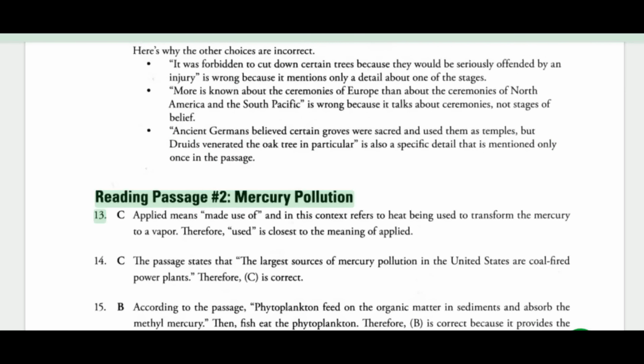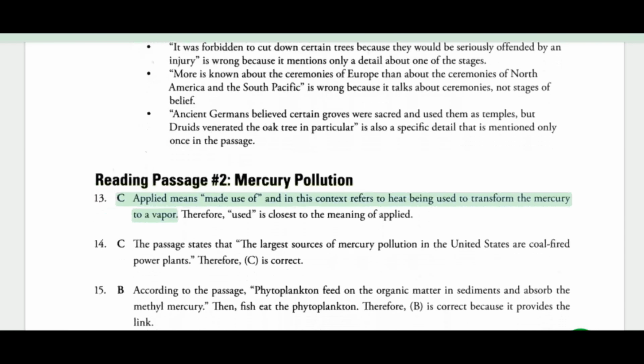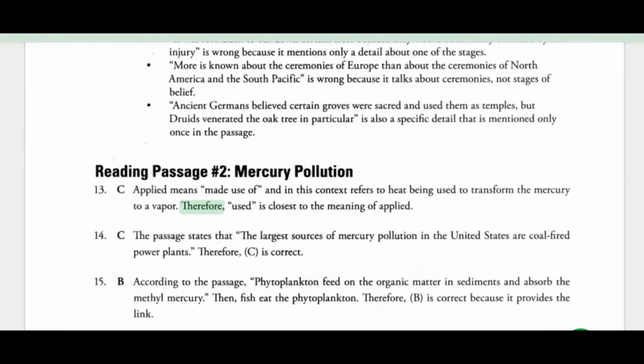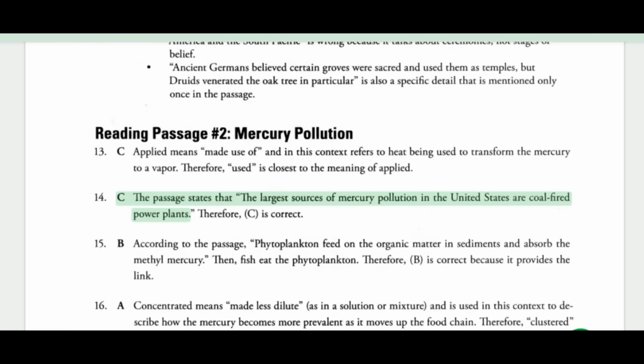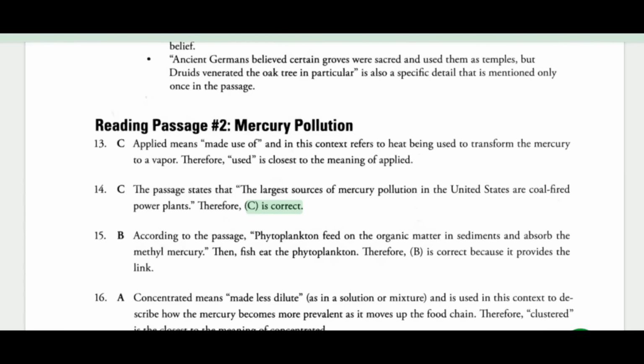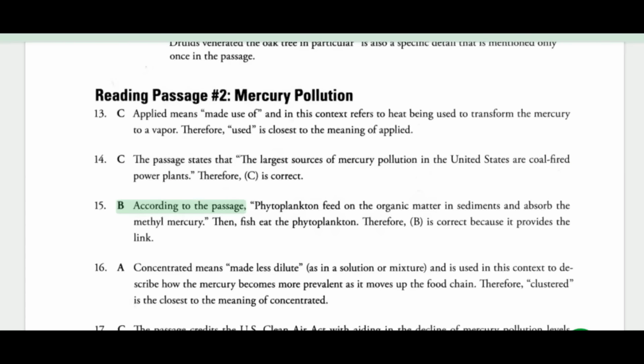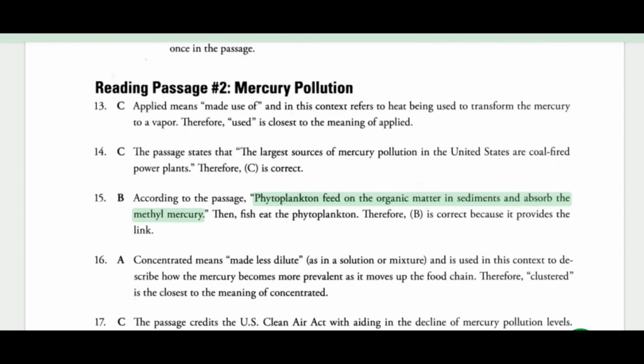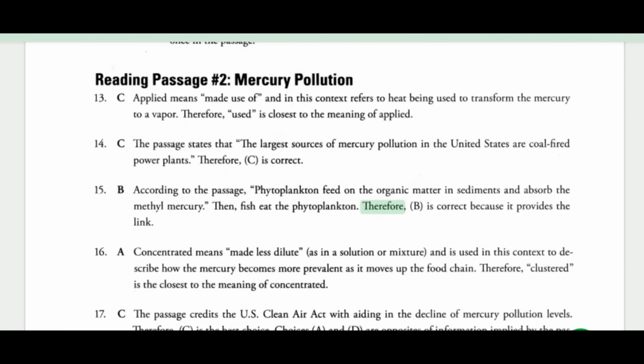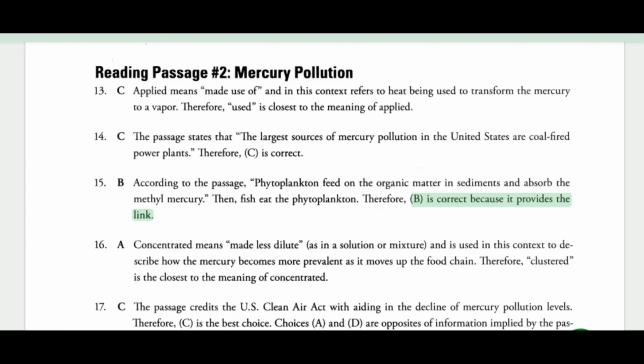Reading passage number 2, Mercury pollution. 13. See, applied means made use of, and in this context refers to heat being used to transform the mercury to a vapor. Therefore, used is closest to the meaning of applied. 14. See, the passage states that the largest sources of mercury pollution in the United States are coal-fired power plants. Therefore, C is correct. 15. B. According to the passage, phytoplankton feed on the organic matter in sediments and absorb the methyl mercury. Then, fish eat the phytoplankton. Therefore, B is correct because it provides the link.